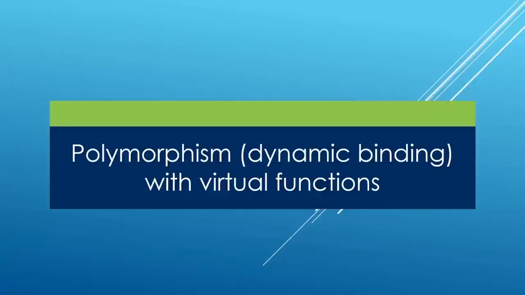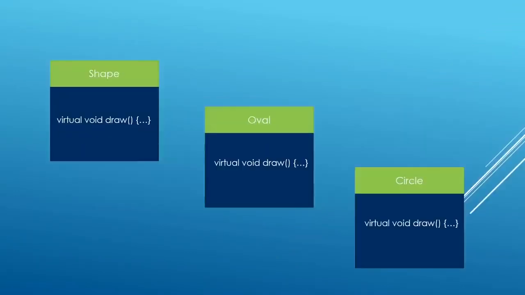In this lecture, we're going to see how we can achieve dynamic binding or polymorphism using virtual functions in our inheritance hierarchies. In the last lecture, we had a hierarchy like this, where the base class was shape. We had an oval class which was publicly deriving or inheriting from shape, and we had a circle class which was publicly inheriting from oval.